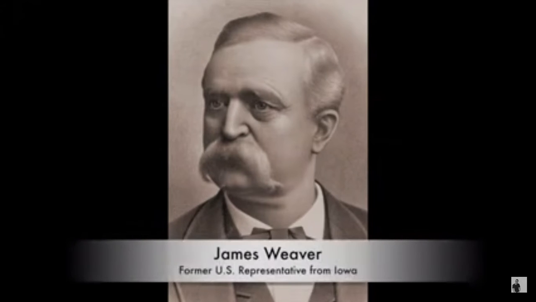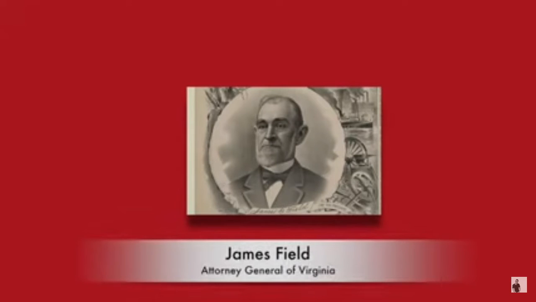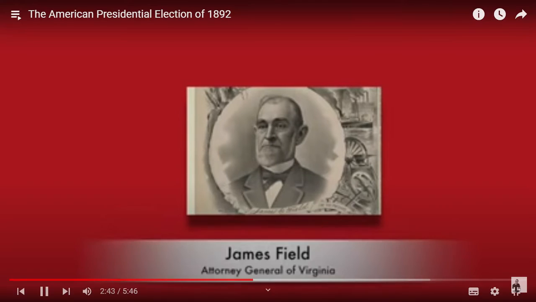They nominated James Weaver, the former U.S. representative from Iowa who had previously ran for president in the Greenback Party back in 1880 but lost. His running mate was James Field, the Attorney General of Virginia.